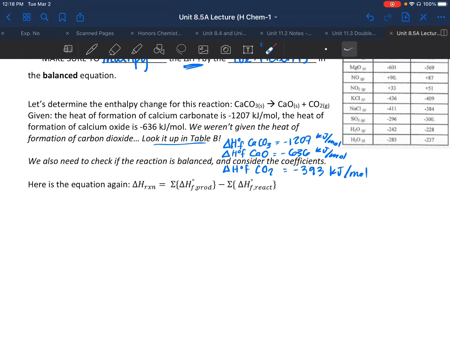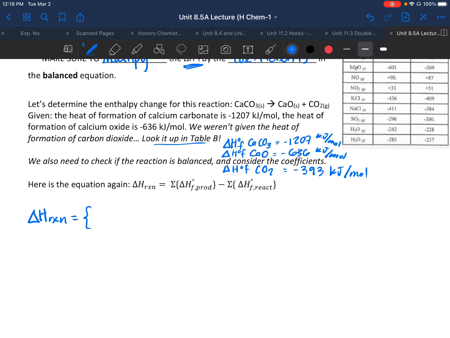And so let's start using our equation. We have delta H of reaction is equal to the sum, that's what epsilon means, of our heat of formation of the products minus the sum of the heat of formation of our reactants.